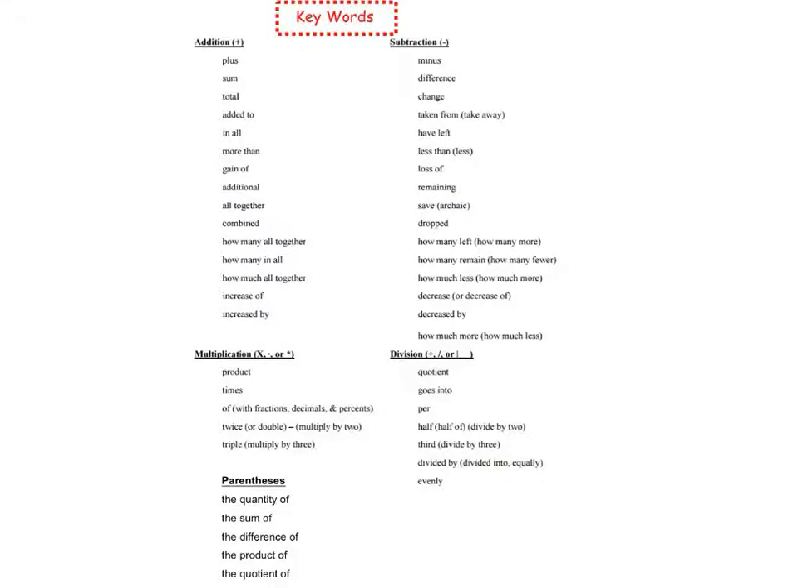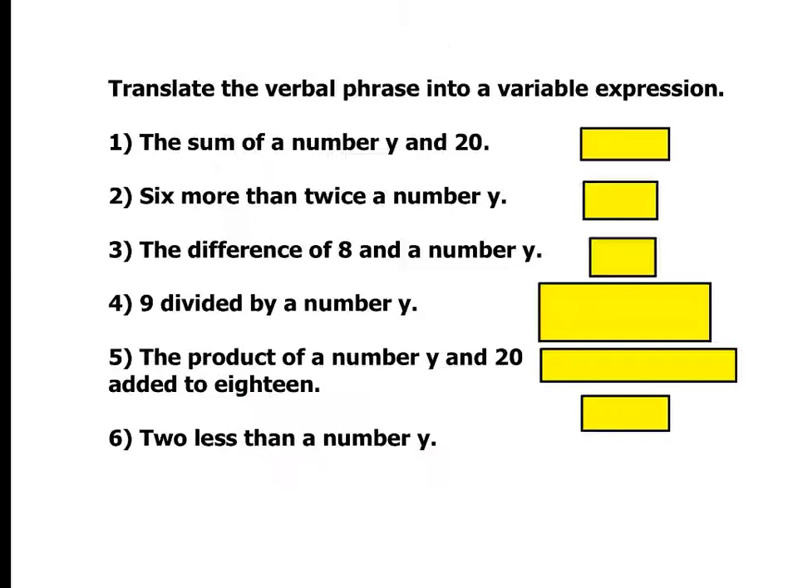I want you to take notice, on this page is a list of keywords, words that when we see them in a sentence or a word problem, we need to think of certain operations. So I want you to take note of this page, and I want you to reference it often. Now, we're going to take some written words and we're going to translate those into variable expressions.